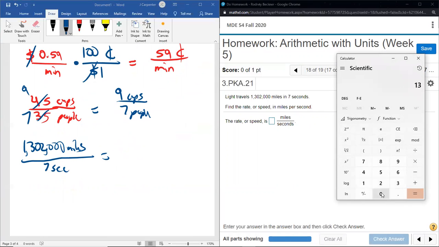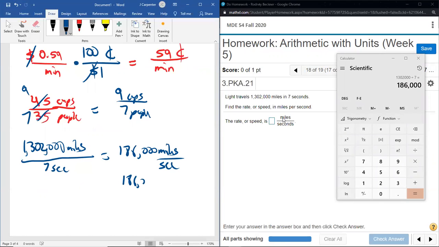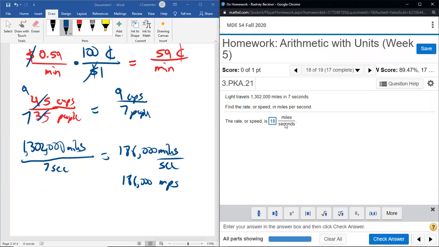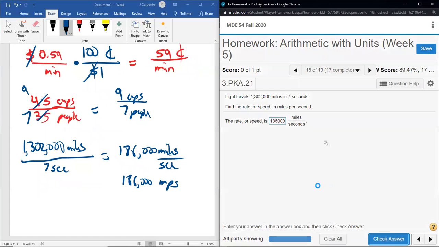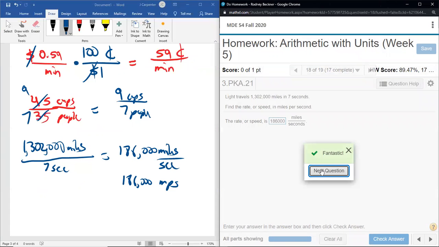1,302. Watch your numbers. 0, 0, 0 divided by 7. It's 186,000. The miles are still on the top. The seconds are still on the bottom, or it's 186,000 MPS, miles per second. Or you could write the words out, miles, then the word per, and seconds. Be careful, if they had the word thousands of miles in there, all I'd type is 186. If they had the word millions of miles in there, I'd type 0.186.